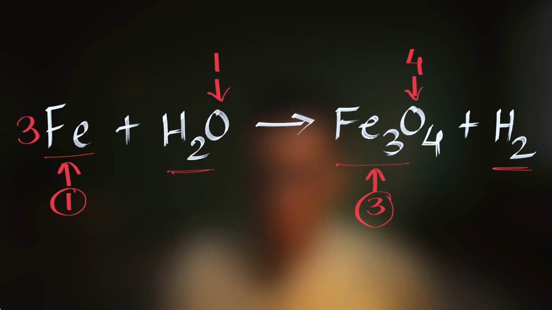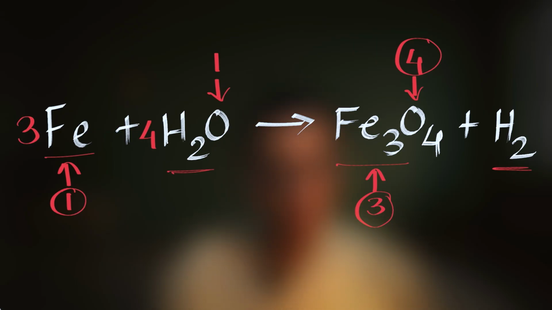Let's move on to the next element. Hydrogen is already balanced. Oxygen is 1 on the left hand side and 4 on the right hand side. Again, I cannot reduce this 4 to 1, but I can increase 1 to 4. How do I do it? I put 4 in front of water. Remember that while balancing any chemical equation, you can't change the formulas.